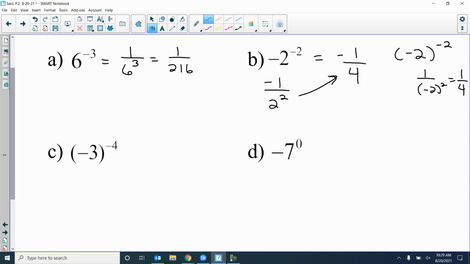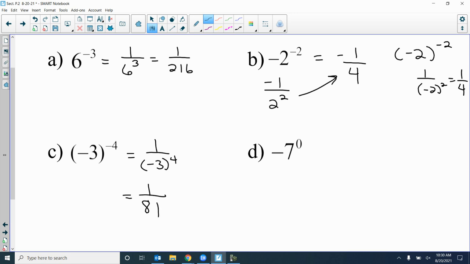So what do you think? Now I do have parentheses around there. Parentheses negative 3 to the negative 4th, and then we got negative 7 to the 0. Now if you use your calculator for what 3 to the 4th is, that's fine. All right, Andrew, what do you think for C? I got 1 over 81. 1 over 81 would be correct. Think of that as 1 over negative 3 to the positive 4th power. And then that's going to be 1 over positive 81. Okay, that would be correct.